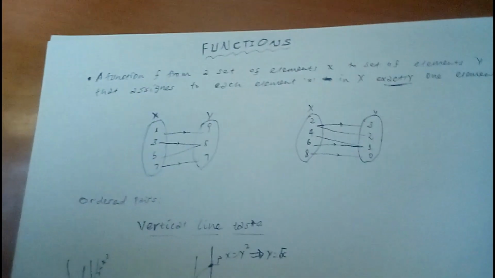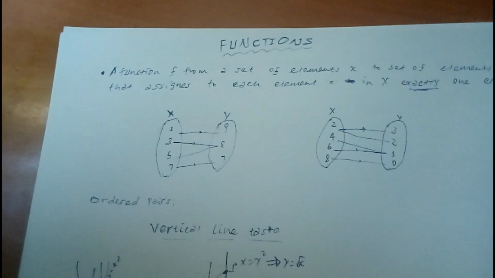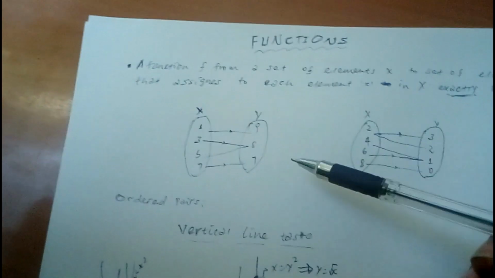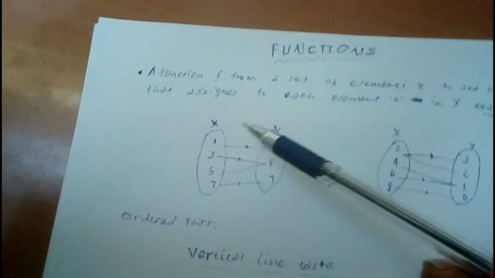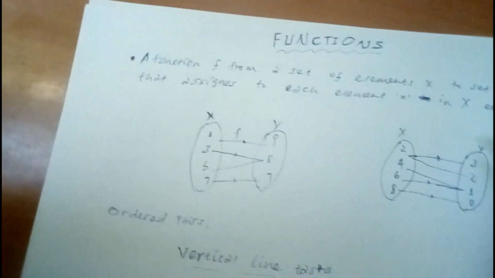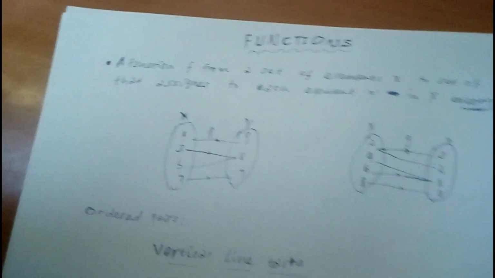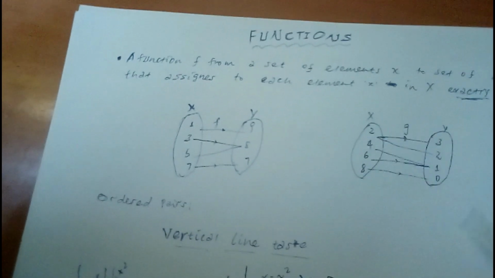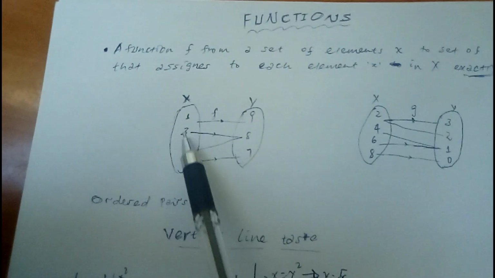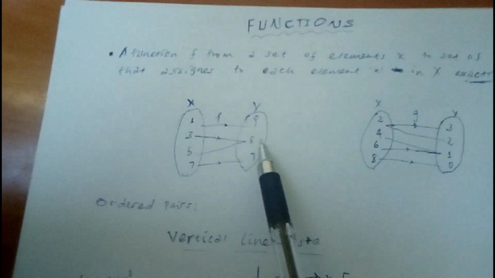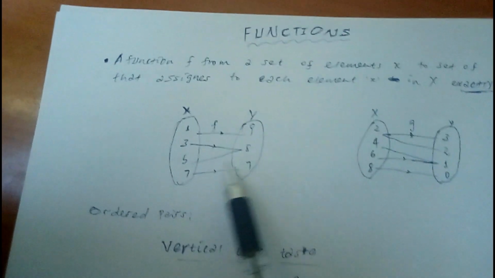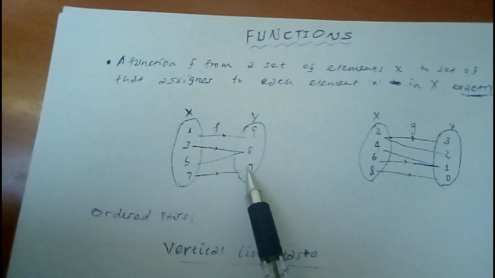To understand this definition, we use diagrams. Look, this is a function f from X to Y, and this one is a function g. Look at the two functions f and g first. On f, each element of X is assigned exactly one element of Y. Look, 1 is assigned to 9, 3 to 8, 5 to 8, and 7 to 7.